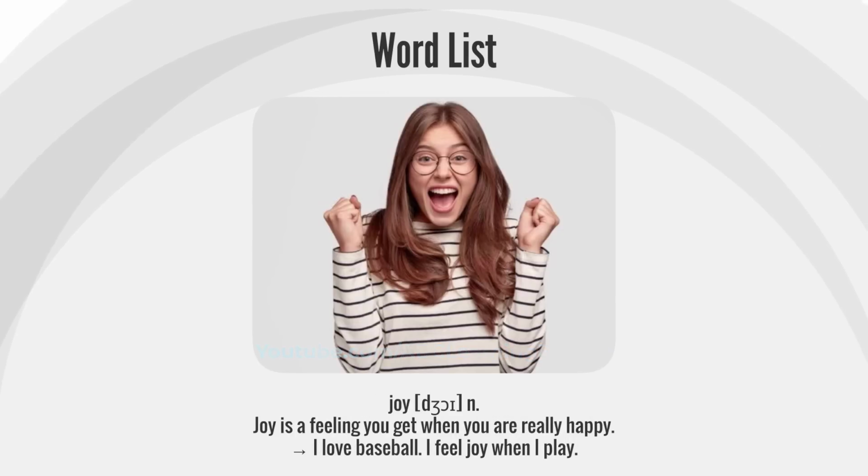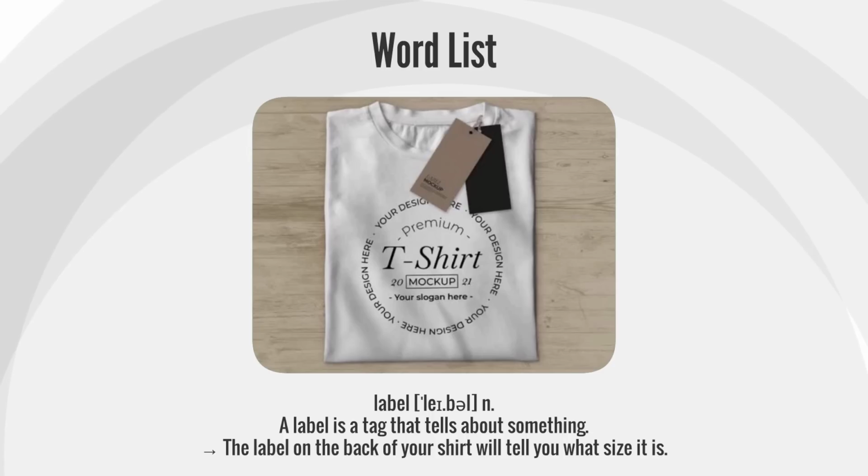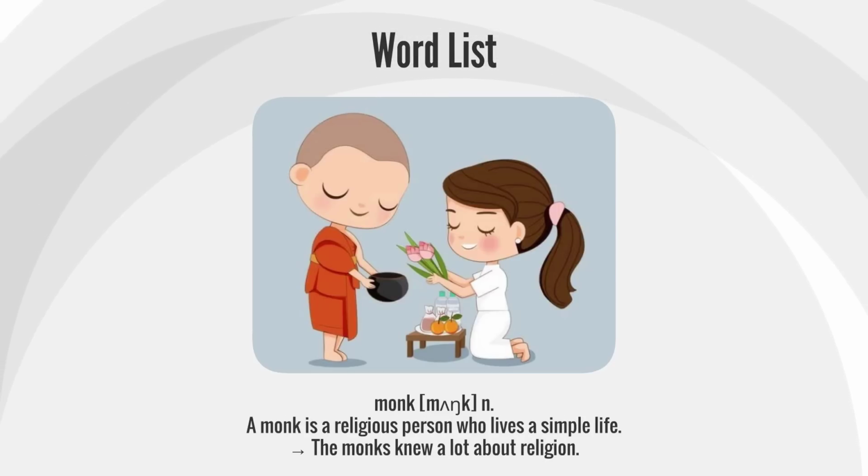Joy. Joy is a feeling you get when you are really happy. I love baseball. I feel joy when I play. Label. A label is a tag that tells about something. The label on the back of your shirt will tell you what size it is. Monk. A monk is a religious person who lives a simple life. The monks knew a lot about religion.